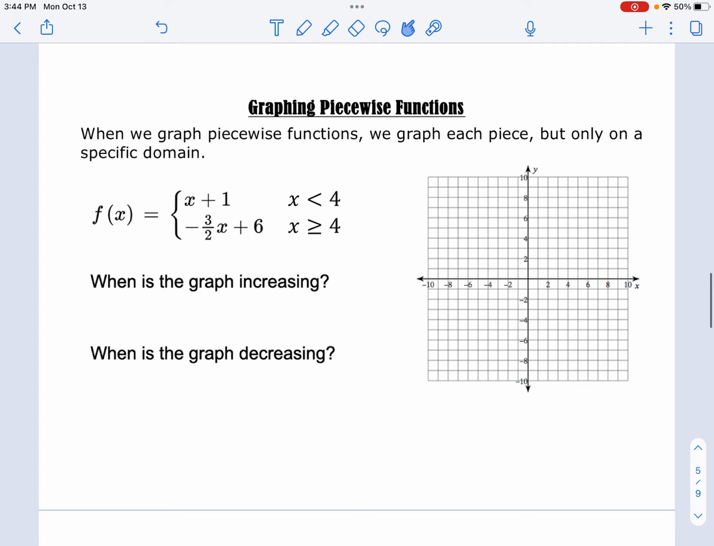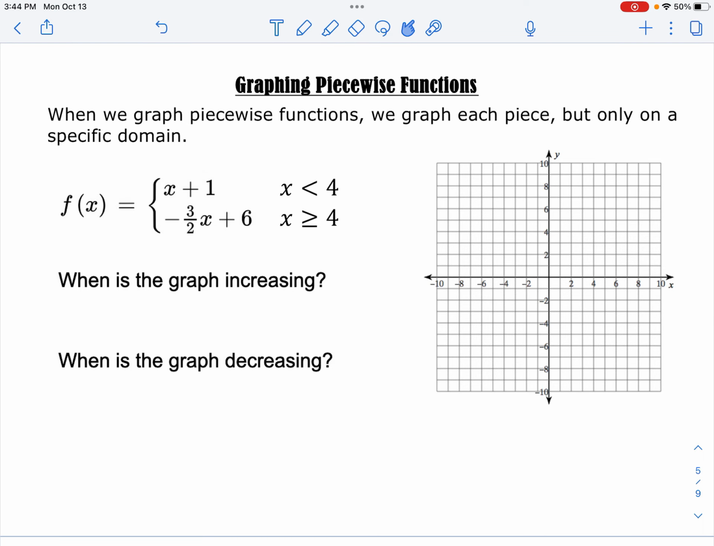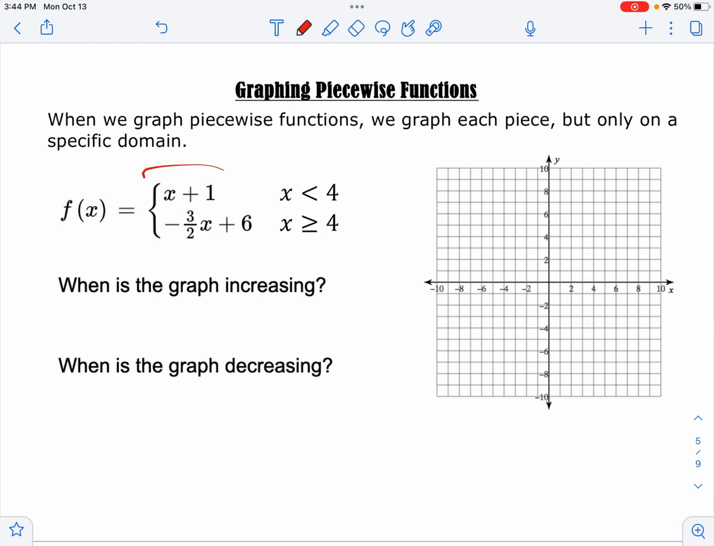Okay, graphing. Now, these are slope-intercept form, right? Both linear parts. It says x plus 1 when x is less than 4, and then -3/2 x plus 6 if x is greater than or equal to 4. Okay, so I'm going to plot this first one, and I'm just going to do the whole thing and then do some erasing. Okay, so my y-intercept is 1.